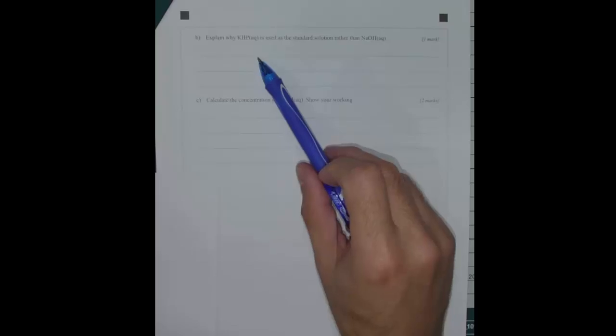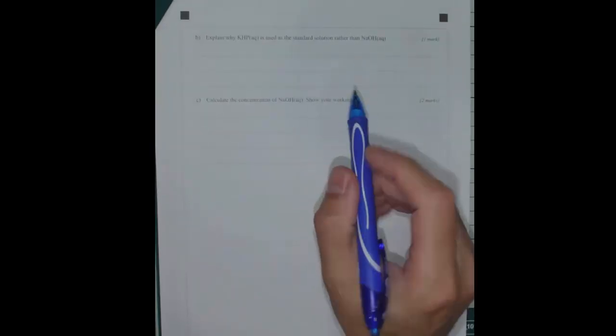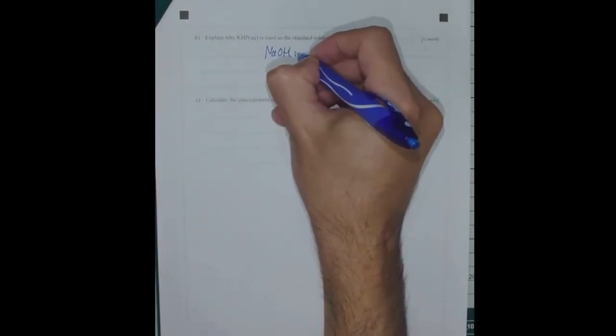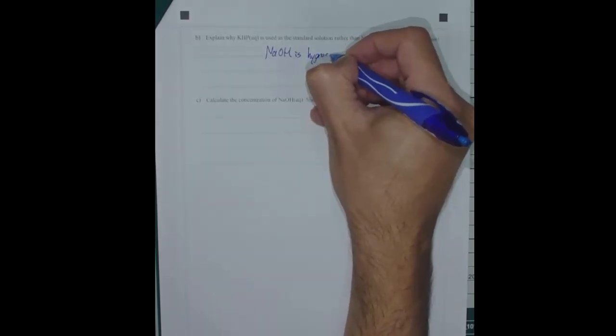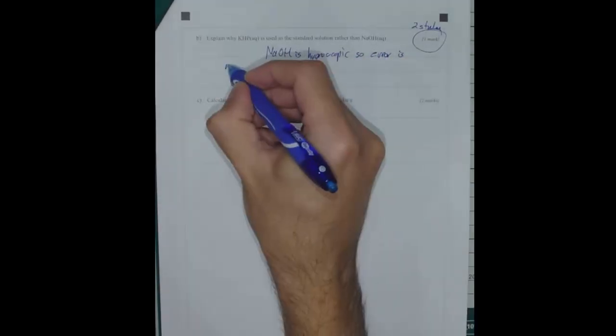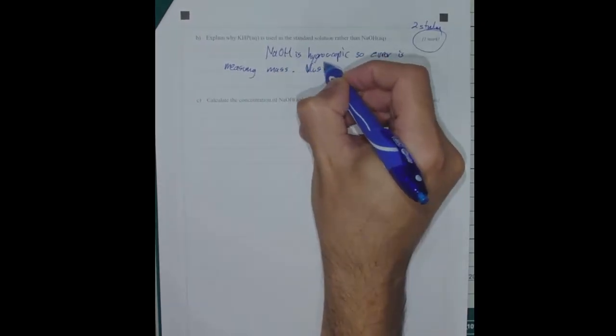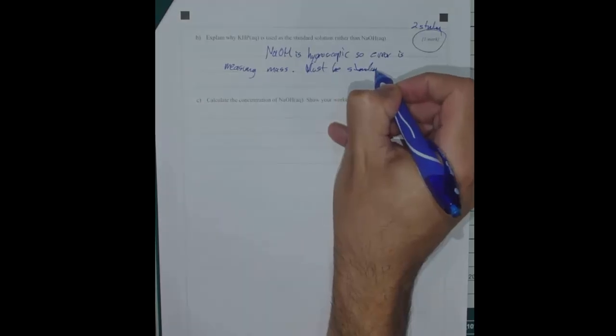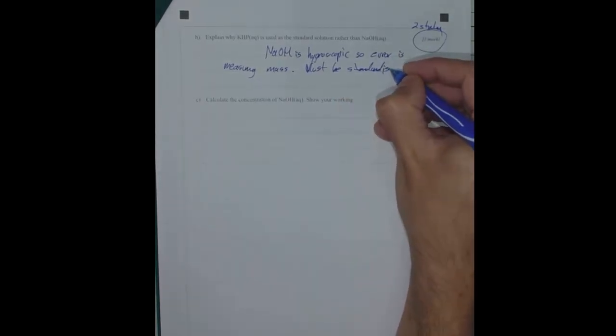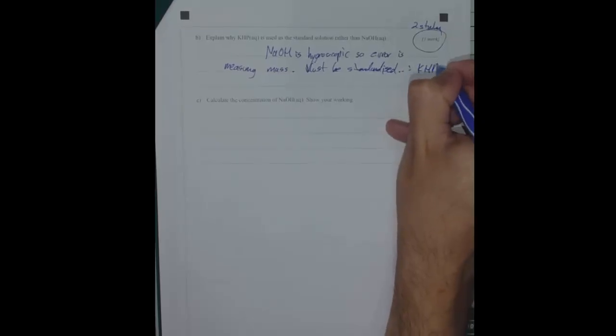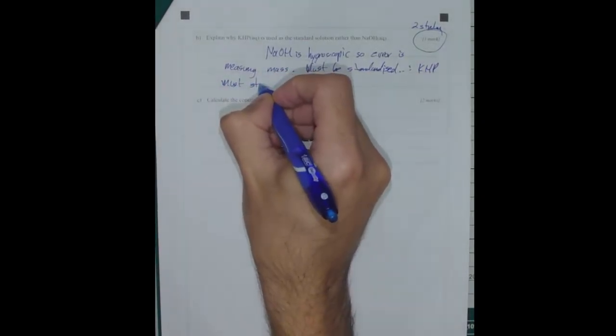But wow. Okay. Explain what was used as standard solution rather than NaOH. That one I was annoyed at. So NaOH is hygroscopic. I thought this must be specifically the one that only 2 students got correct. So error in measuring the mass must be standardized. This is God mode. Therefore, KHP must be a stable, non-hygroscopic.